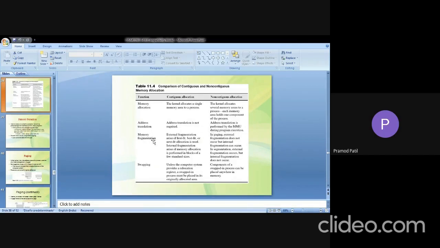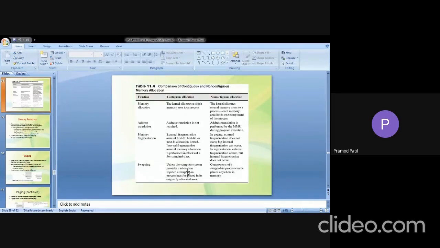Then memory fragmentation. In case of contiguous, external fragmentation arises if first fit, best fit or next fit allocation is used. Internal fragmentation arises if memory allocation is performed in blocks of a few standard sizes. So this is how it works in contiguous allocation. In case of non-contiguous, we use segmentation and paging. In paging, external fragmentation does not occur, but internal fragmentation can occur. In segmentation, external fragmentation occurs, but internal fragmentation does not occur. So this is vice versa.